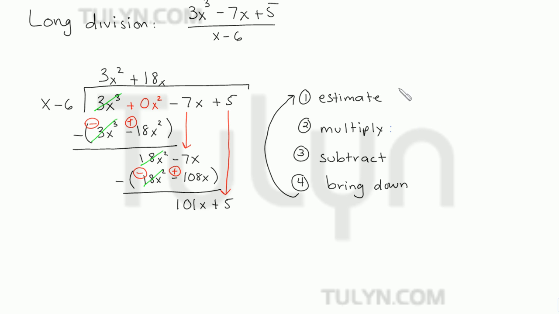So now we estimate 101x over x, and that's just going to give us 101. So the next step is multiply. So 101 times x minus 6 is 101x minus 606, which we want to write down here.